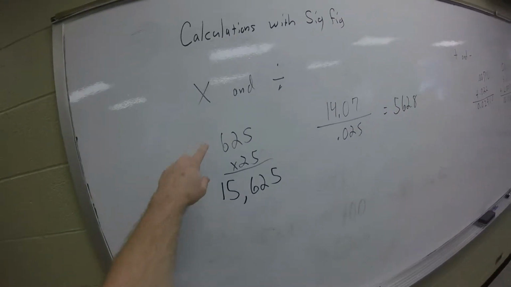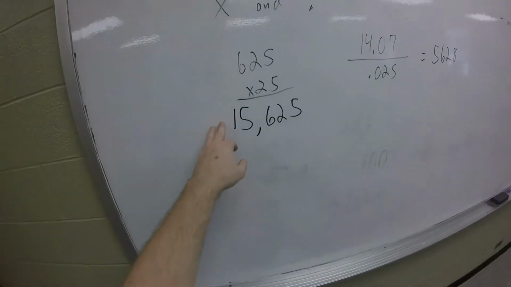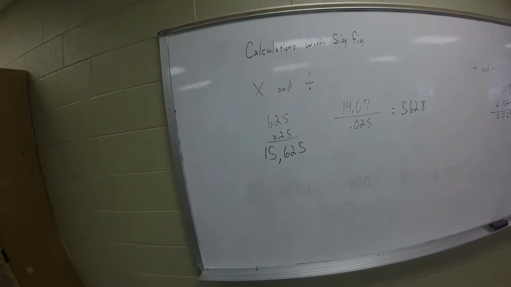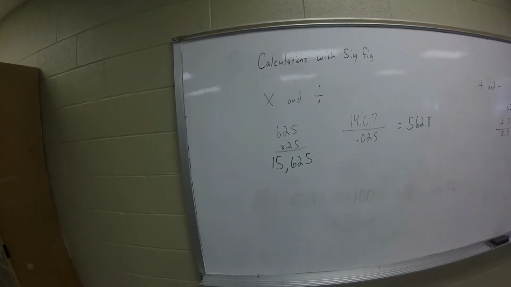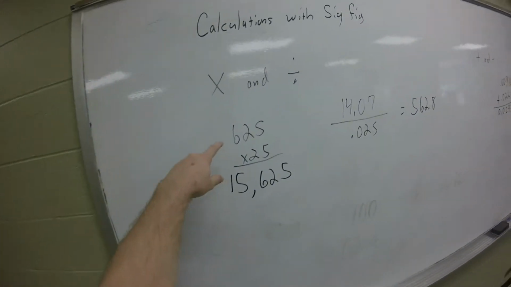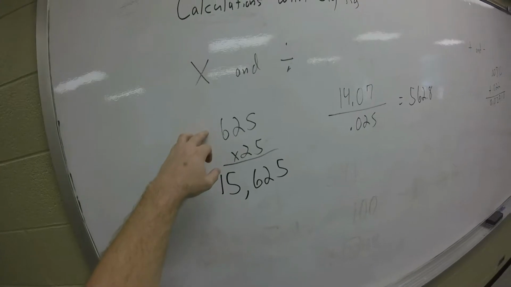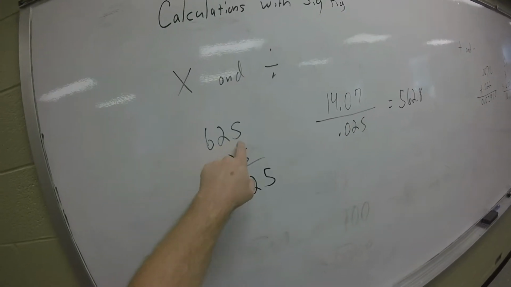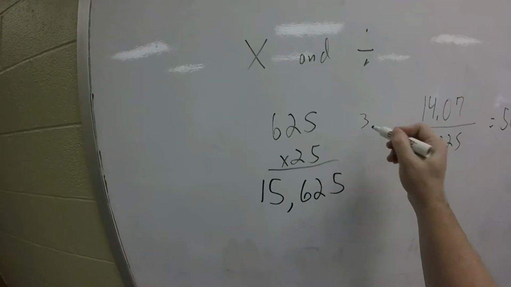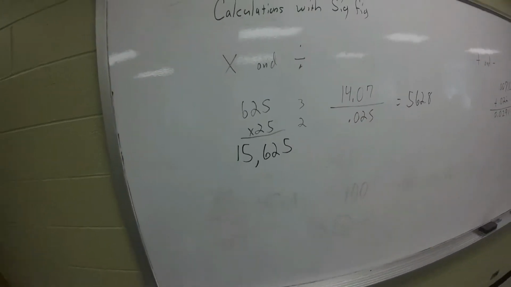Okay? So if we had 625 times 25, if we punched it into our calculator, we would get 15,625. Well, in order to determine how to report this with the correct number of Sig Figs, we're going to look at the numbers that we multiply together. And we're going to find out how many Sig Figs are in each number. So 625, that's all non-zeros, so we have 3 Sig Figs here. And then if we multiply that by 25, that is 2 Sig Figs.